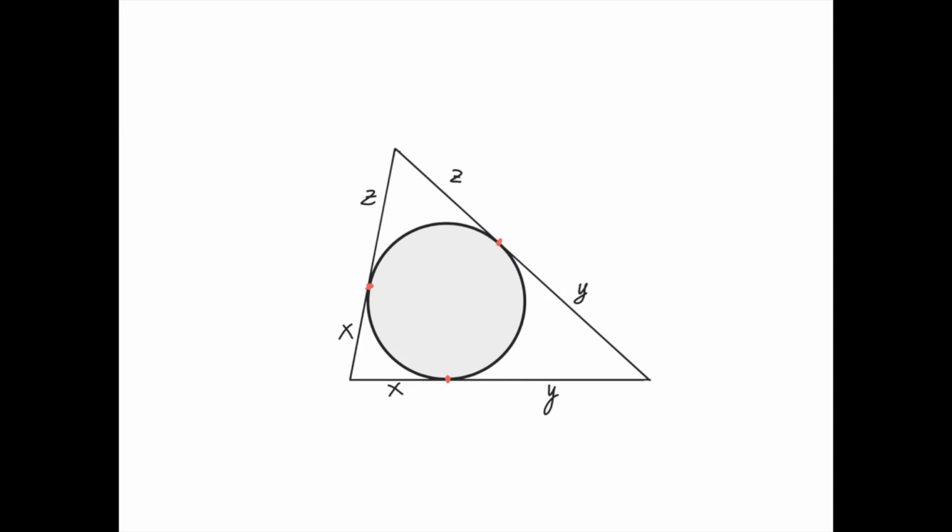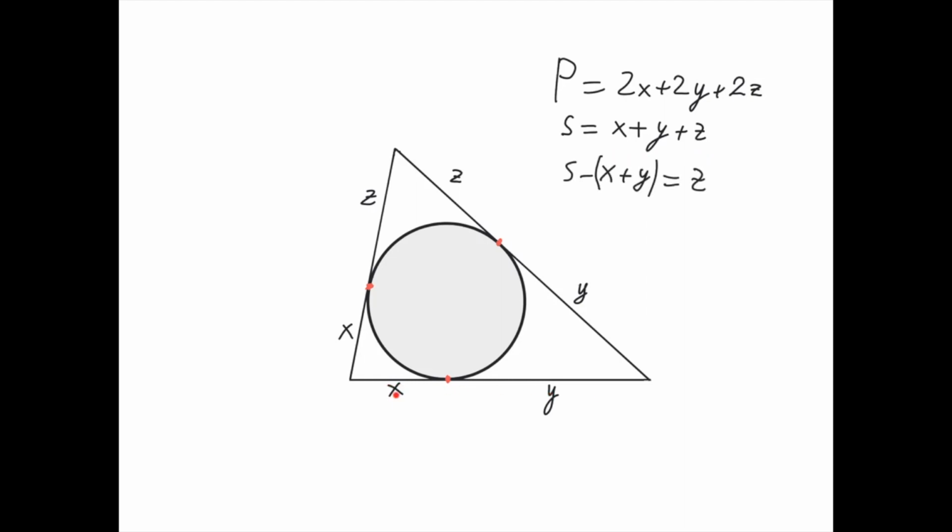Then the perimeter of the triangle, which is the sum of the sides, would be 2 times x plus 2 times y plus 2 times z. And so the semi-perimeter, which is half of the perimeter, would be just x plus y plus z because the 2's are going to cancel out. We can rewrite this as s minus x minus y equals z.